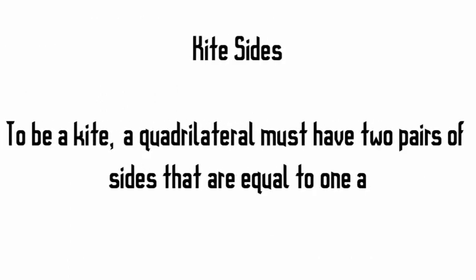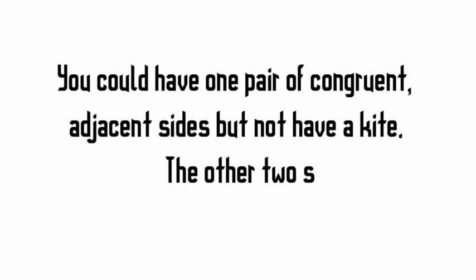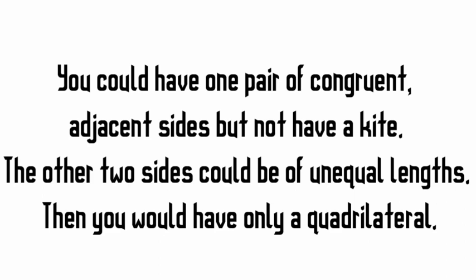Kite sides. To be a kite, a quadrilateral must have two pairs of sides that are equal to one another and touching. This makes two pairs of adjacent congruent sides. You could have one pair of congruent adjacent sides but not have a kite. The two other sides could be of unequal lengths. Then you would only have a quadrilateral.